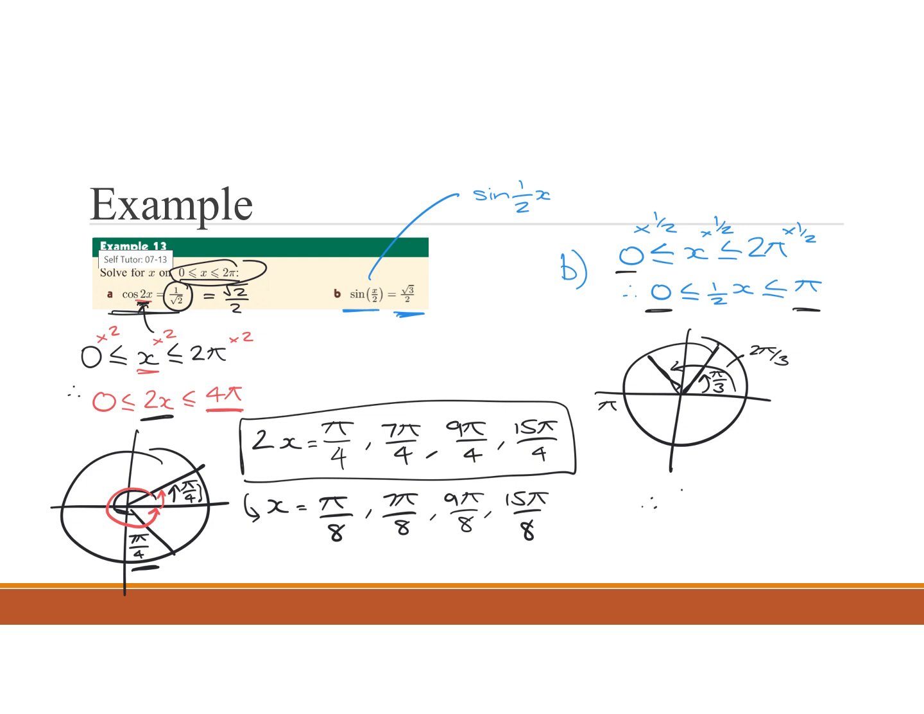So therefore we can say we've got a half x is equal to pi on 3 and 2 pi on 3. But we haven't quite finished yet because we need to get rid of this 2, right? And so to do that, we need to times everything by 2. So what we're left with is x is equal to 2 pi on 3 and 4 pi on 3. Okay, so a little bit trickier there, but I hope that makes sense.